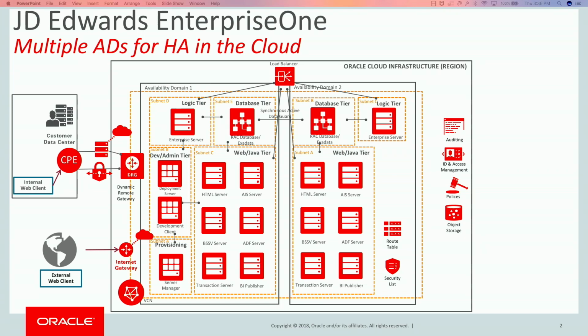On the left side, you can see AD1, which is one of the data centers, and another similar replica in AD2. And this application is running on a 2-node RAC cluster across ADs. That's where I'll also be demonstrating how high availability is achieved.